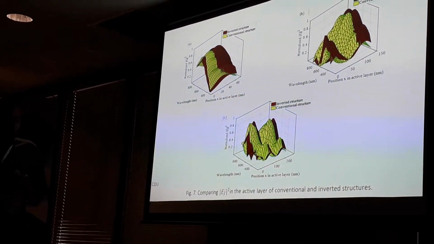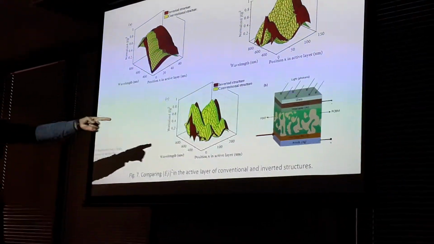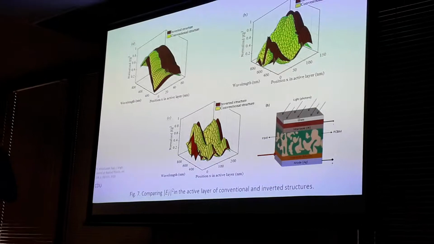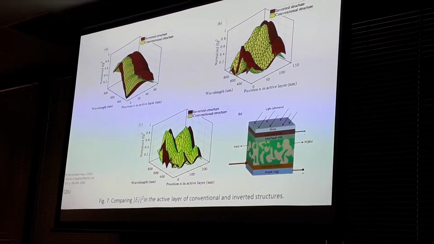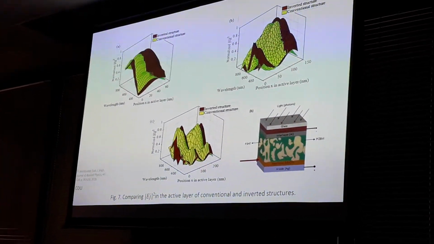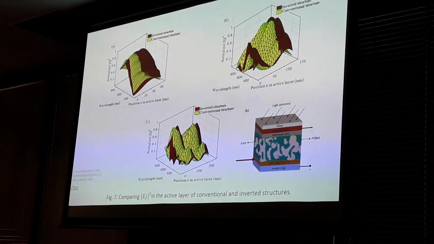This can be attributed to the better reflectance of the hole transport layer, MoO3, in the inverted structure, which does not exist in the conventional structure.